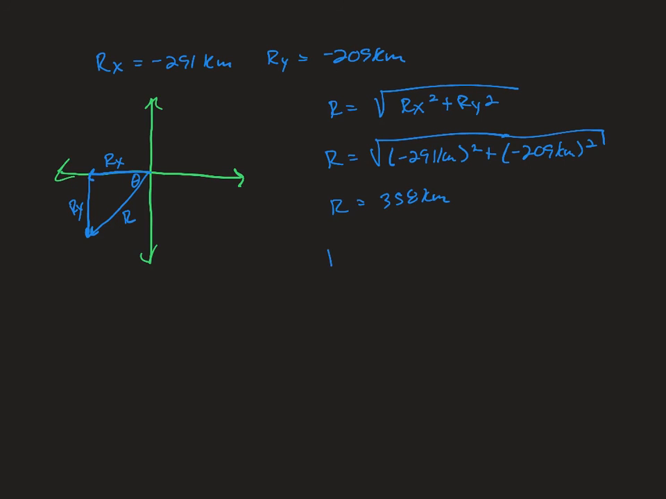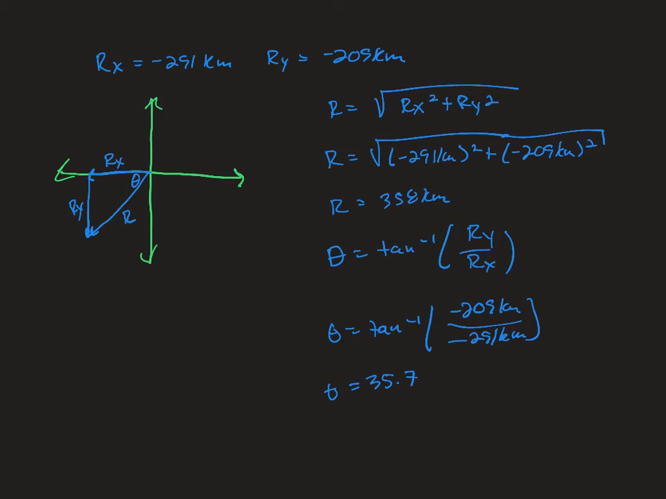And to get theta, we are going to use inverse tangent. So R of y over R of x. So we're going to take the negative 209 kilometers divided by the negative 291 kilometers, and that's going to give us an angle of 35.7 degrees. So we're going to point west and then sweep south. So this is going to be south of west.